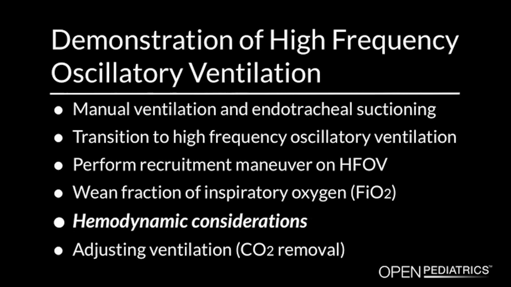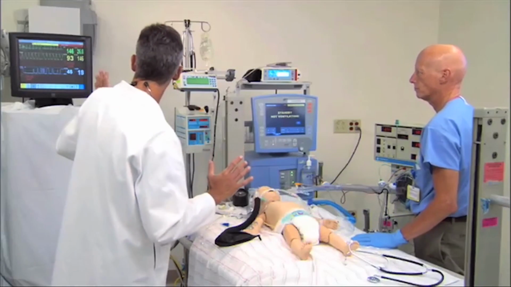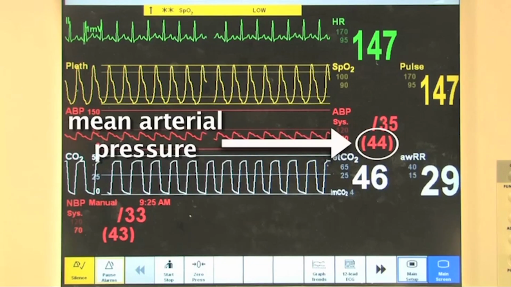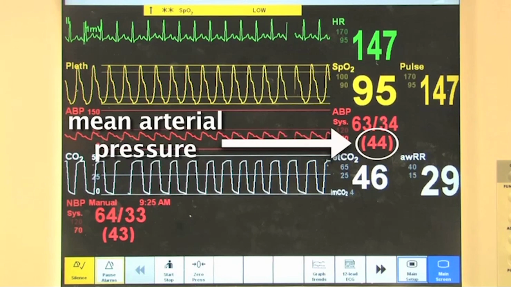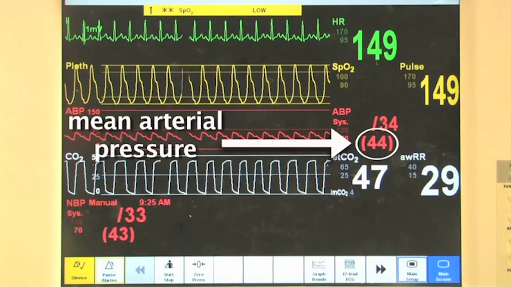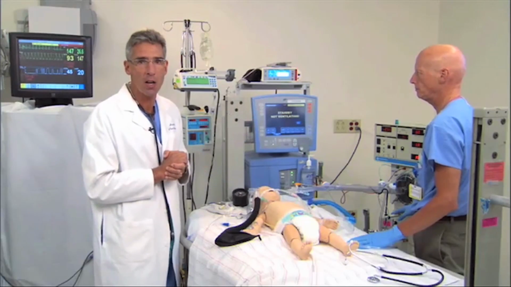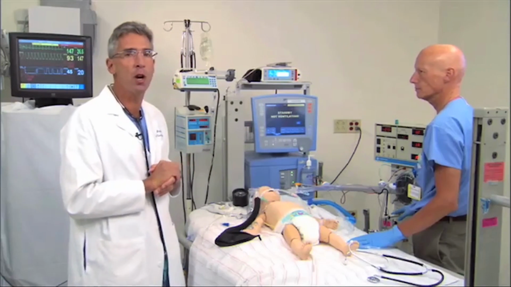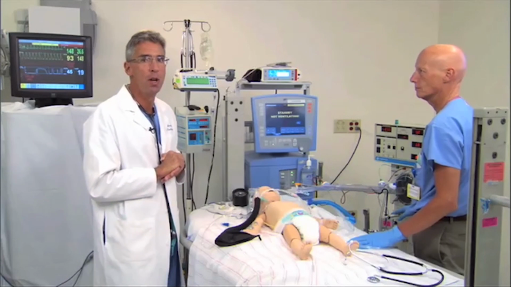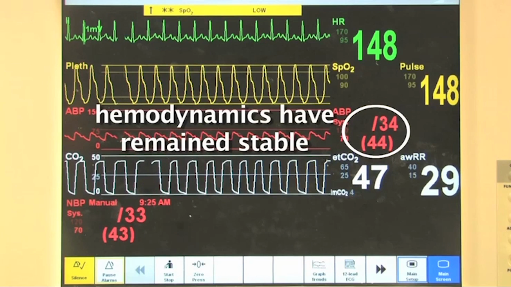Hemodynamic considerations. Now, I didn't comment on hemodynamics. The mean pressure when we started was in the mid-40s, despite increasing the mean airway pressure fairly significantly from 17 or so on a conventional ventilator to 27 on an oscillator. And don't forget, we were on a mean airway pressure of 35 centimeters during the recruitment maneuver. We haven't seen much change in our hemodynamics.